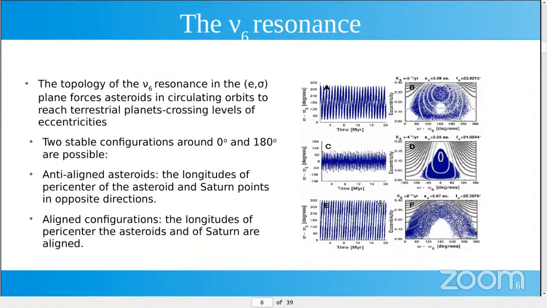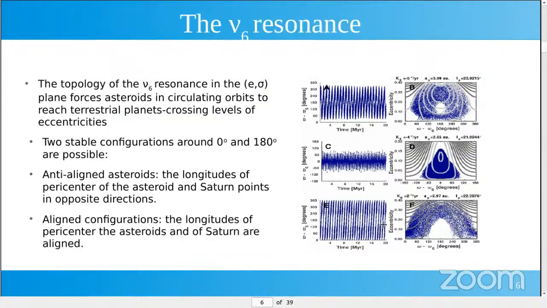In order to understand what is causing this, we need to have a look at the topology of the nu-6 resonance, in the eccentricity-sigma plane, where sigma is the resonant argument for this resonance, which in this case is just the longitude of pericenter of the asteroid minus the longitude of pericenter of Saturn. So you can have different configurations, but essentially you can have circulation, which means that the asteroid is not in resonance, and in this case the resonant argument will go from 0 to 360 degrees.